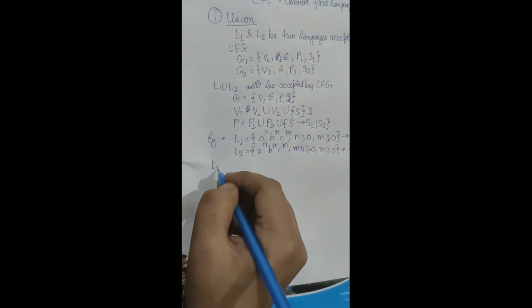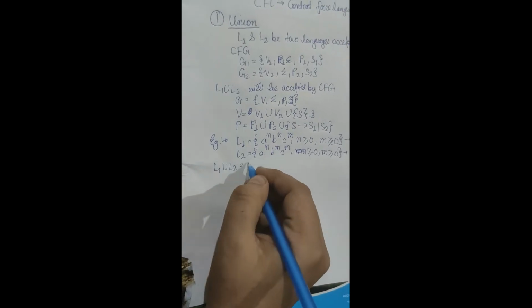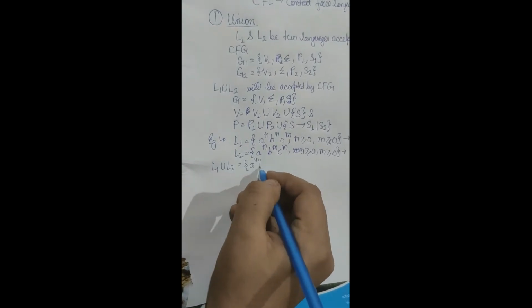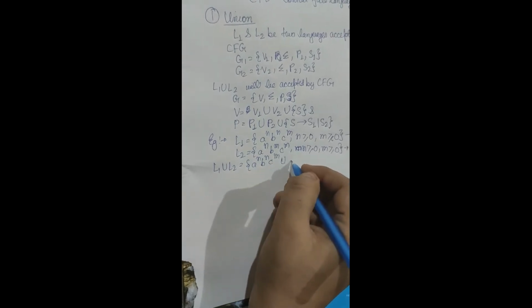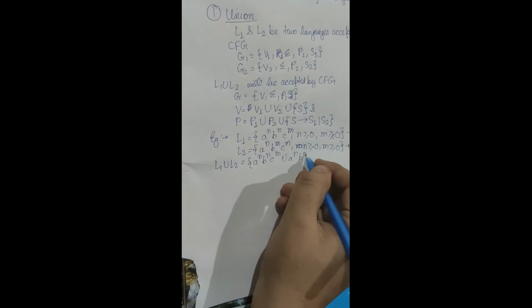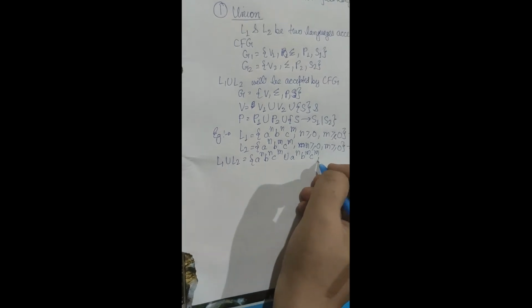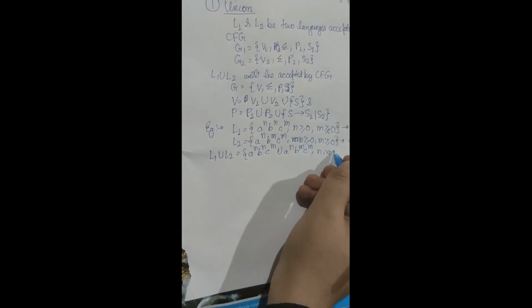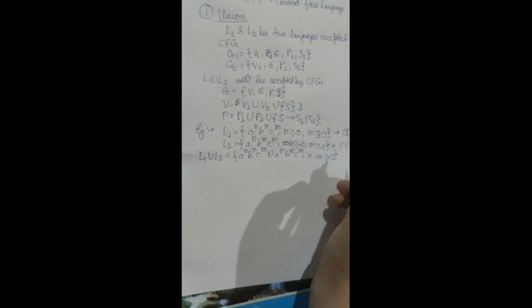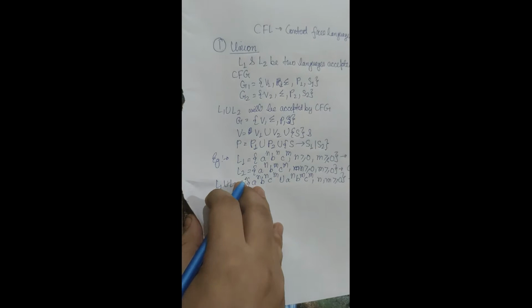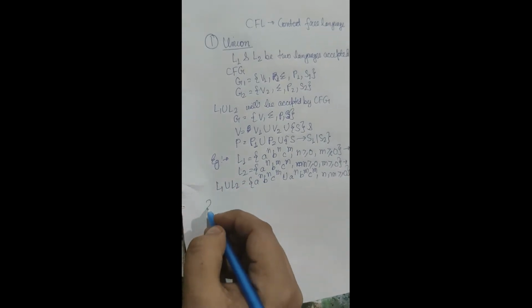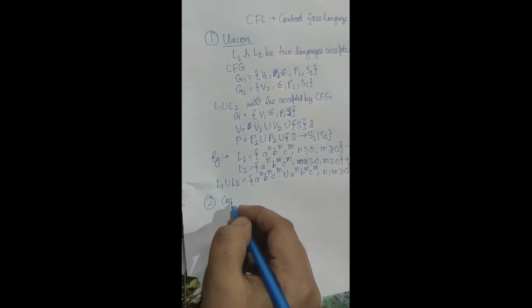So their union, that is L1 union L2, which is A raised to the power n, B raised to the power n, C raised to the power m, union A raised to the power n, B raised to the power m, C raised to the power n, m greater than or equal to 0, is also a context-free language. Hence we can say that context-free language is closed under union. The second operation under which it is closed is concatenation.